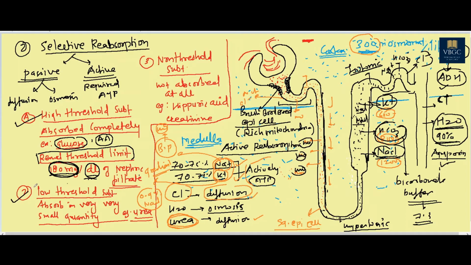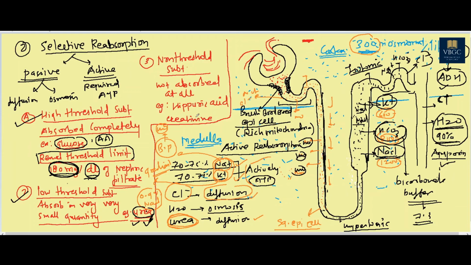Now we come to the low threshold substances, which are absorbed in a very small quantity. These substances are not required by the body. Urea is a metabolic waste that needs to come out of the body, so it is absorbed in a small quantity. But why are we absorbing the metabolic waste? We can store a little amount of urea in our body, and of course urea helps to keep the medulla hypertonic.